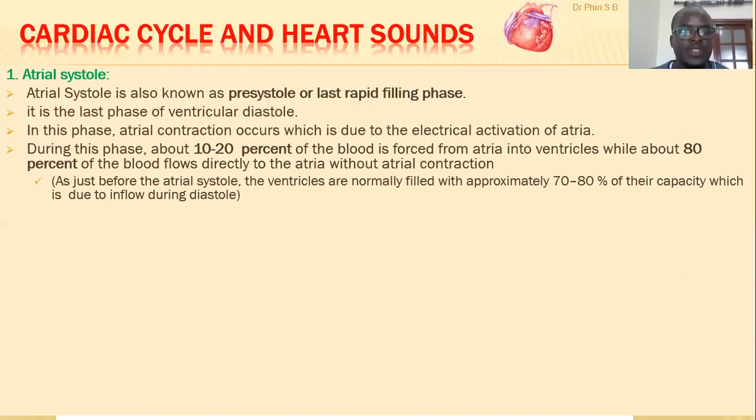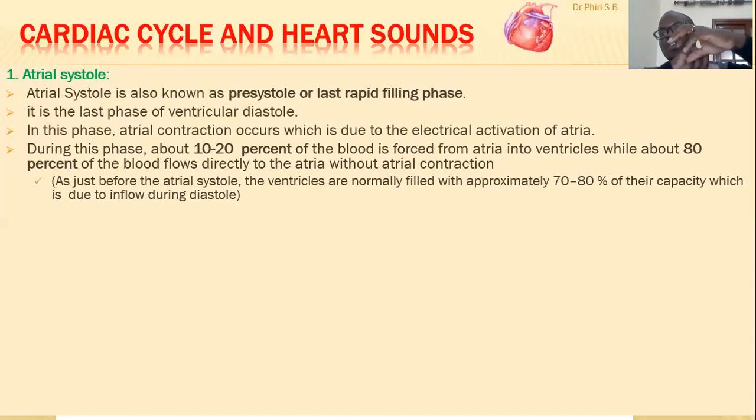During this phase, about 10 to 20% of blood is forced from the atria into the ventricles, while about 80% of the blood flows directly into the ventricles without atrial contraction. This simply means that about 10 to 20% of the end diastolic volume is facilitated by the atrial contraction, but the other 80% is just passive filling of the ventricles.